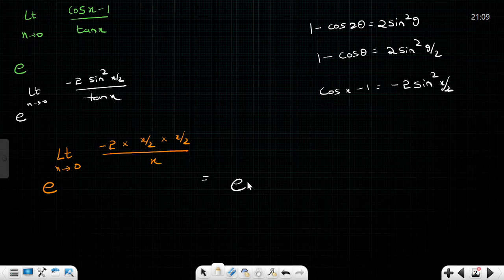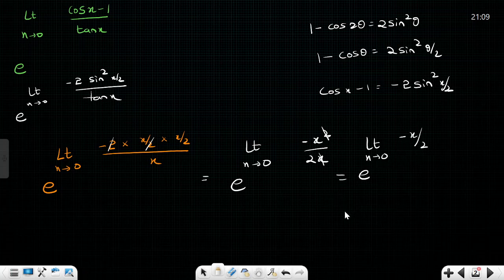Yes, sir. Because both of them behave similarly. So e power limit x tends to 0, what will you be getting? You get minus 1 into x by x, and then another 2, so minus x by 2x. So you will be getting e power limit x tends to 0, minus x by 2x, that is minus 1 by 2. Right? Yes, sir. So directly put x equal to 0. So please note down quickly.